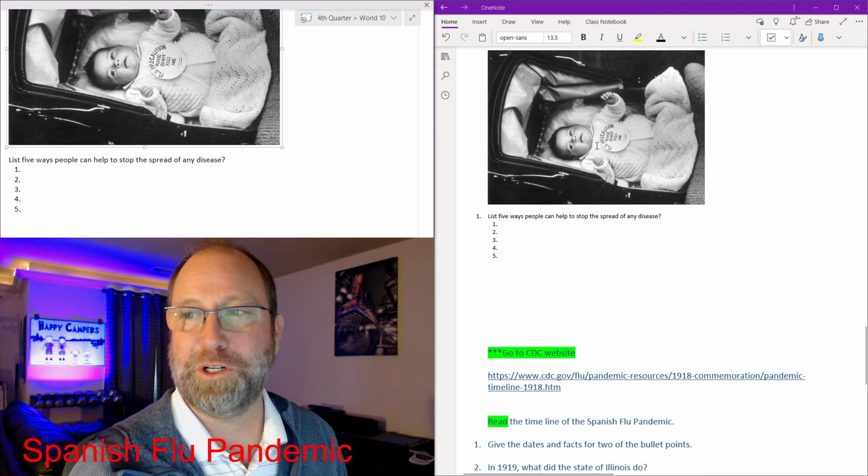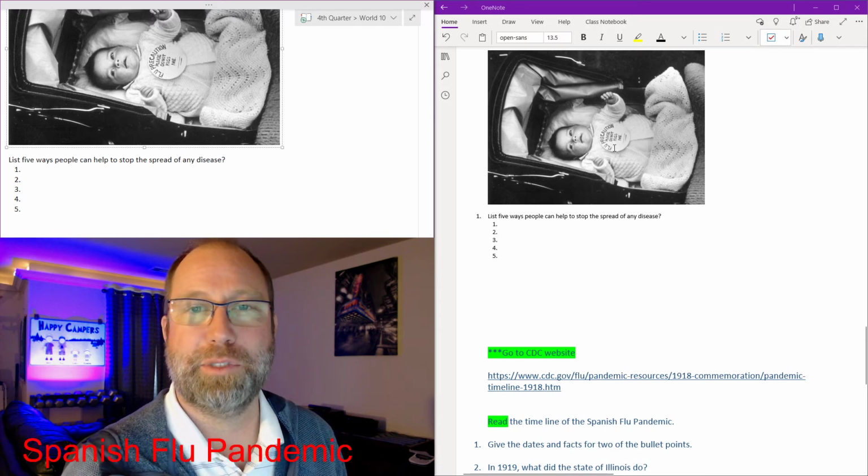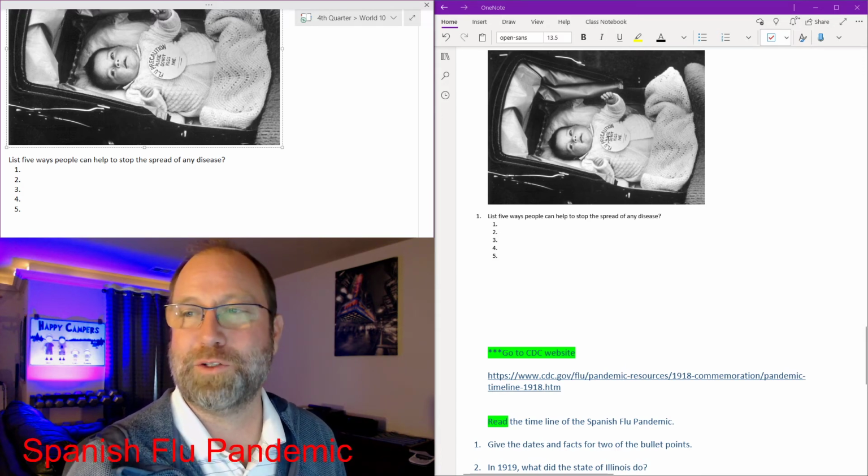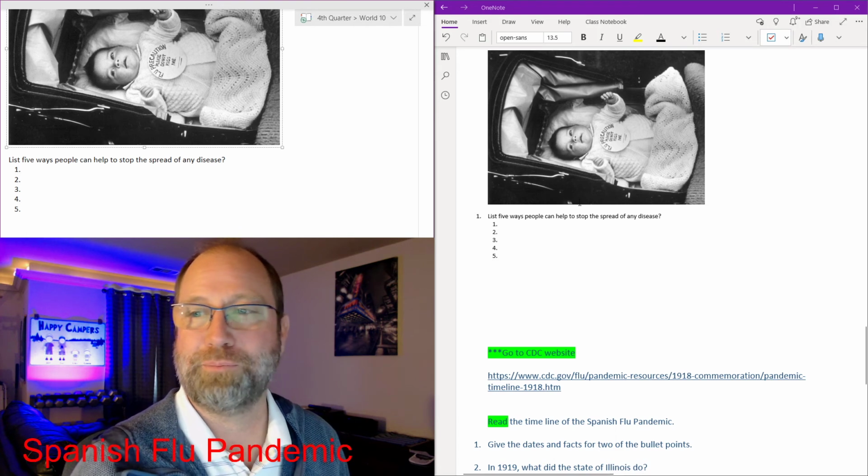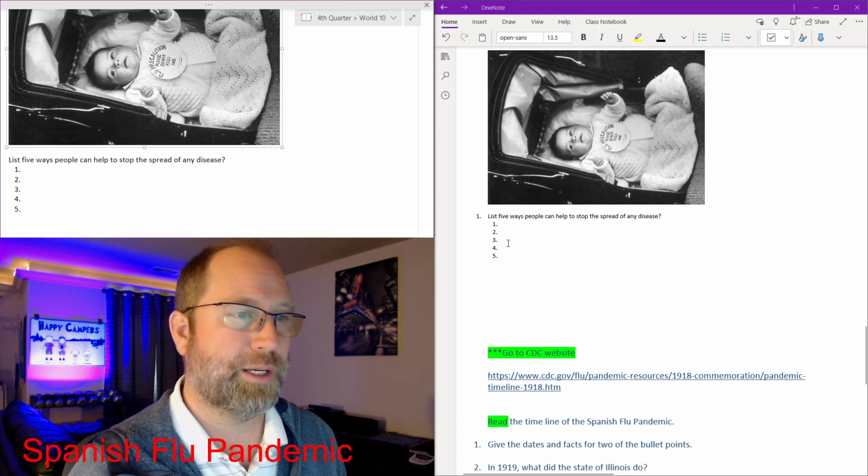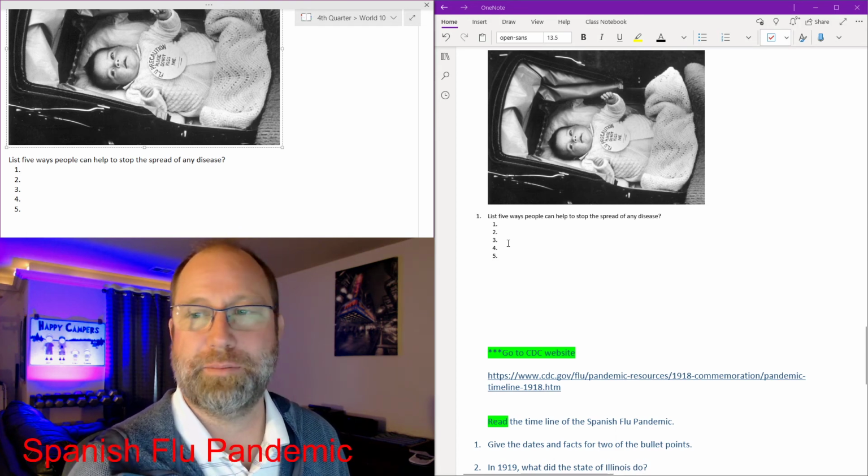Like the cute little picture here of the baby saying, "Please don't kiss me," right? Saying, "Don't spread the diseases to me." What are some 5 ways? Go ahead and pause it. List those 5 ways.